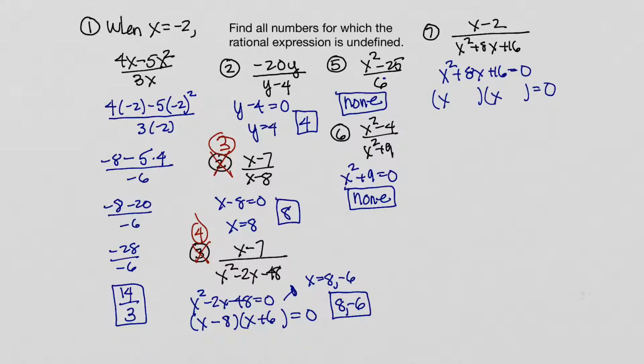How about x and x? Now 16 and 1 is not going to work. 8 and 2, not. How about 4 and 4? 4 and 4, 16 is positive, so they're both going to have that middle plus sign. So what we're going to get out of here is x equals negative 4 twice, but we just need to write it once. So what values of x are going to make this undefined? Just one of them, and that's going to be negative 4.